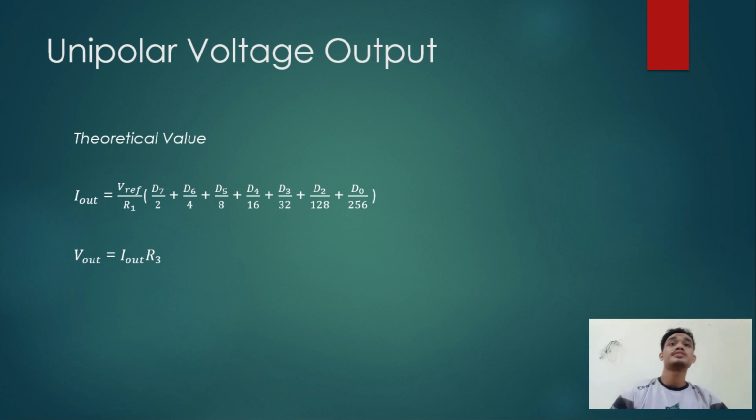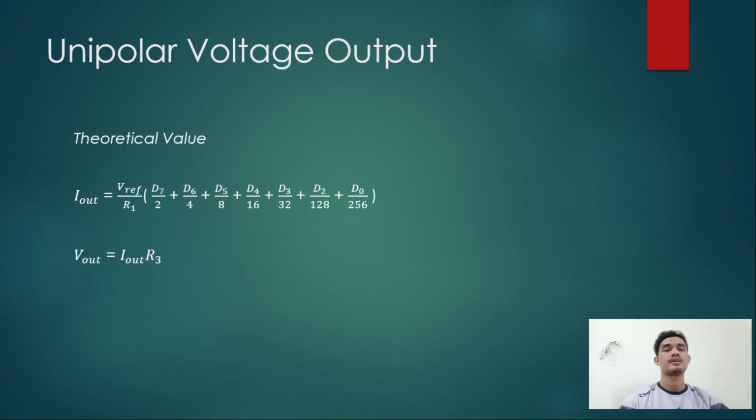Next slide is the equation to find the theoretical value for unipolar voltage output. To find the current output, we calculate V reference over R1 times D7 until D0 over 2, 4, 8, 16, 32, 128, and 256, as stated in the slide. And to find the voltage output, we just multiply the I out that we gained earlier with R3, which is the resistance 3.